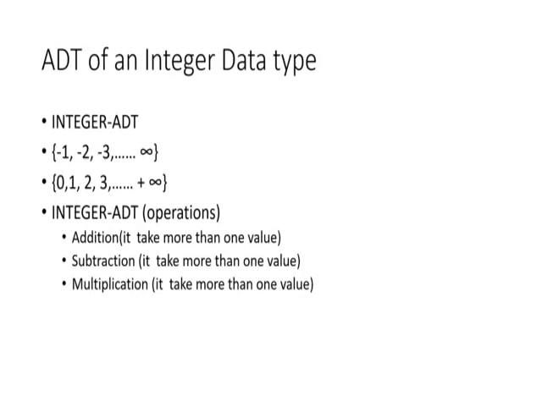The next operation is subtraction. Again it takes two or more values. The next operation is multiplication. It takes two or more values. So this is the abstract view of the integer data type. Then after designing the abstract data type for the integer data type, we are going to focus on the implementation phase. Are you getting me?